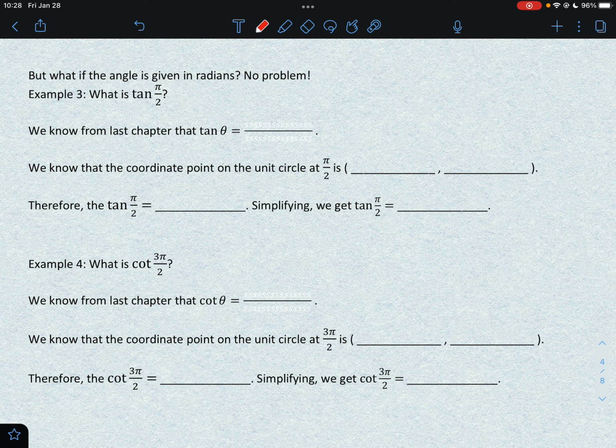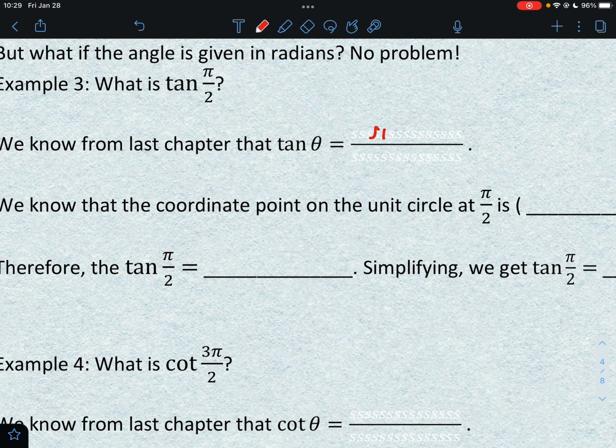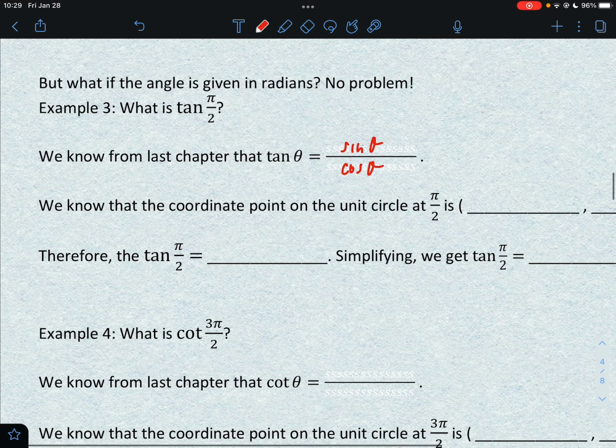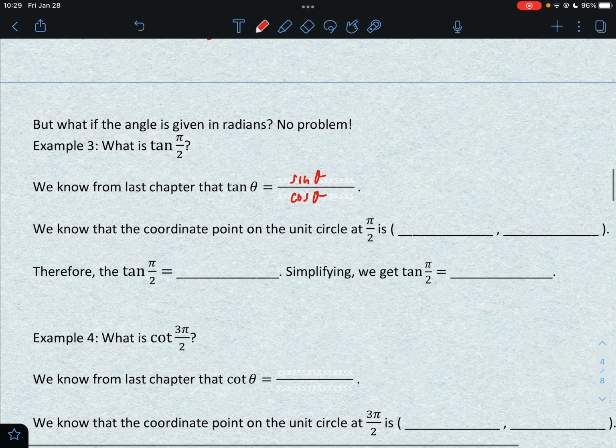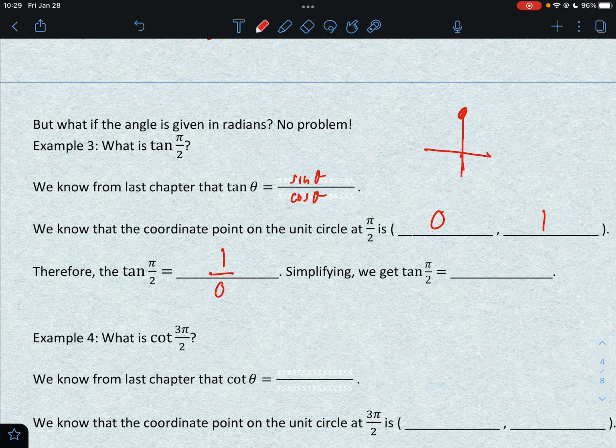What if the angle is given in radians? That's no problem. So we've got a question that says, what is tangent pi over 2? Remember that tangent is sine over cosine. Pi over 2 is this angle up here. So that point is 0, comma 1. So tangent would be sine over cosine, which is 1 divided by 0. You can't divide by 0. So the tangent of pi over 2 would be undefined.